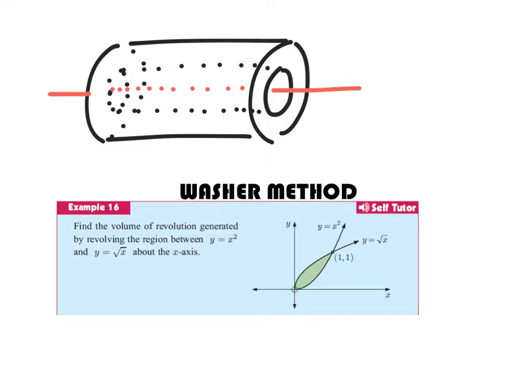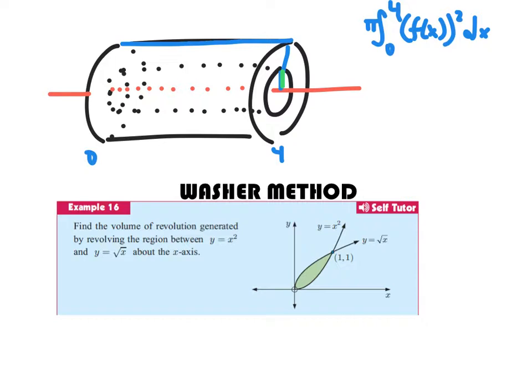Before, we said we'll take f of x, square it. If we didn't have a hole in it, we went from, let's say, 0 to 4 of pi times the function f of x squared dx. Well, now what happens when I take out an inner function? Now I've got this outer function, I've got this inner function, and I've got this new space.